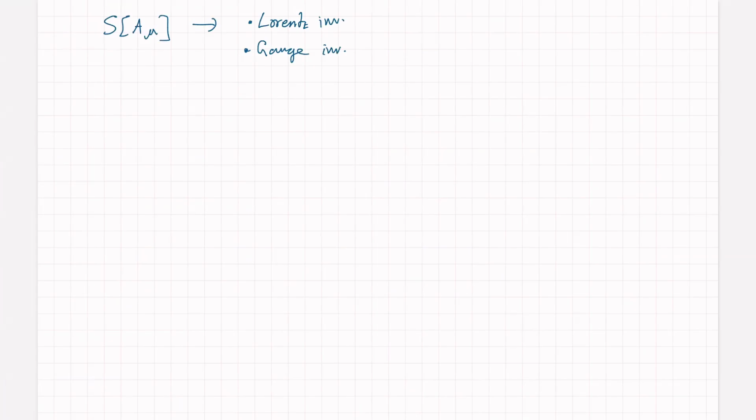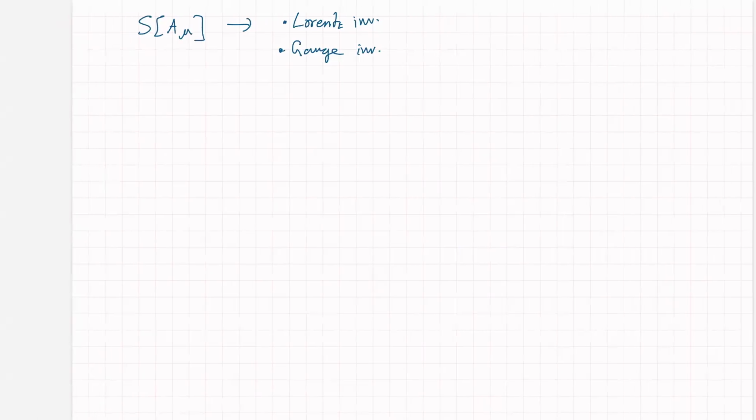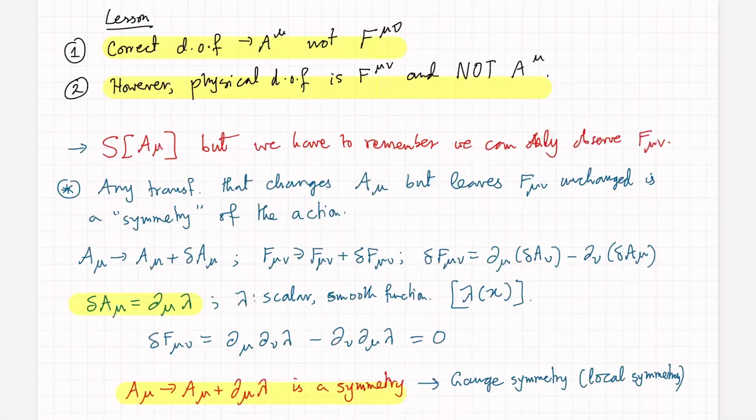Anytime we do an arbitrary change of that field variable A_mu, is it called a gauge symmetry, sir? No, an arbitrary transformation has no specific name. It's only when you change it by this that it's called a gauge symmetry. And it's called a gauge symmetry in the context of Maxwell's theory. For other theories, there could be other kinds of gauge transformations.